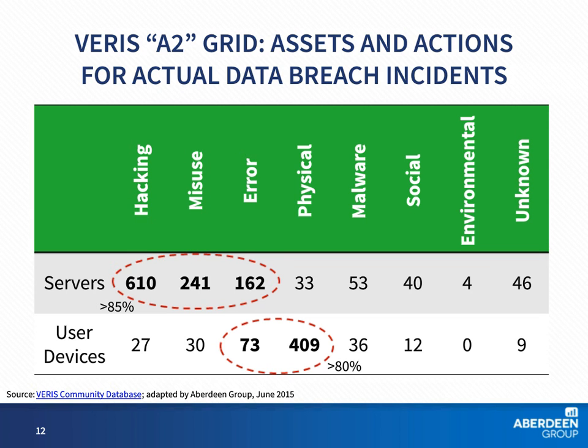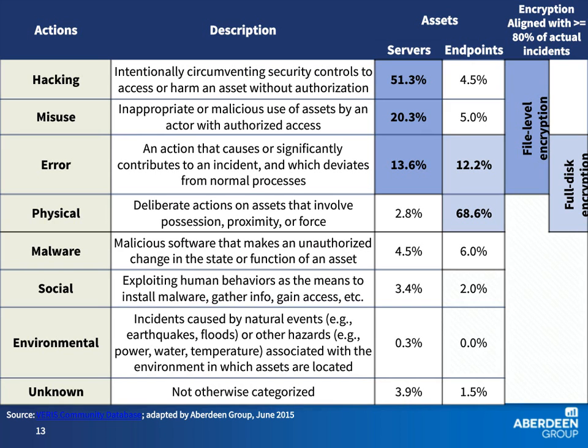So let me just summarize that, an eye test for you here, with a little bit of a definition for what they mean at Verisk by hacking, misuse, error, and so on. I won't read it to you, but you can see I've lined up these actions that we just looked at with a bit more of a description, so you can see at a glance what they mean by each of those things. And then, again, I just repeated the data, this time in terms of percentages. So 51% of the actual incidents that were seen on servers had to do with hacking. Another 20% had to do with misuse. Another nearly 14% had to do with error. So together, that's more than 85%. And those are the things that align pretty strongly with the attributes and benefits of file-level encryption.